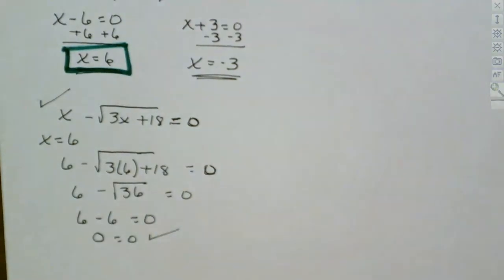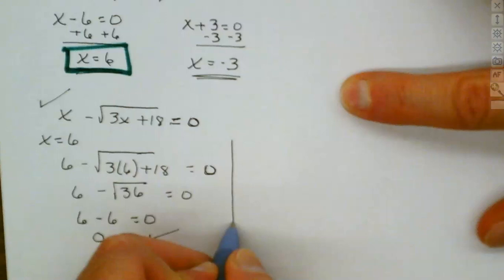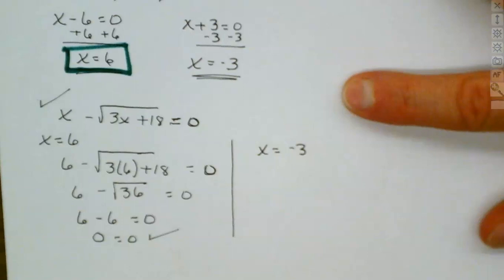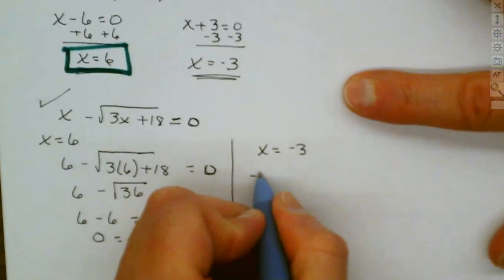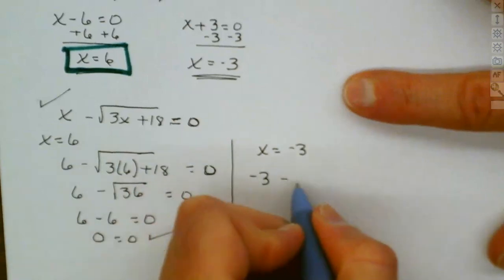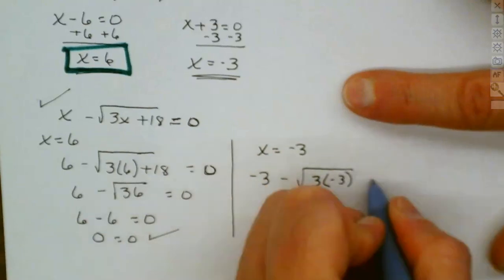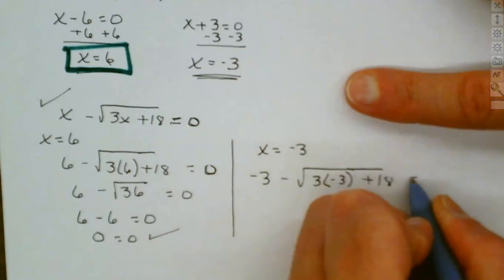A lot of times one of them will work and one of them won't. They might both work, or it might be that neither one of them work. So you always have to go back and check them in the original. So now we're going to plug in the negative 3. So we're now going to check the negative 3. And let's plug in that negative 3 and see what we get. When I plug it in, we get minus 3 minus the square root of 3 times a minus 3 plus 18, and that should equal 0.